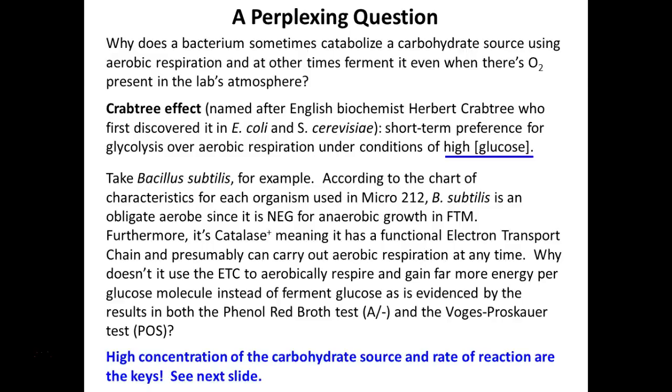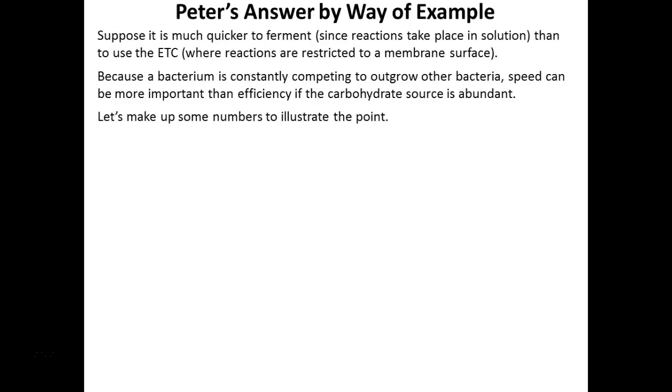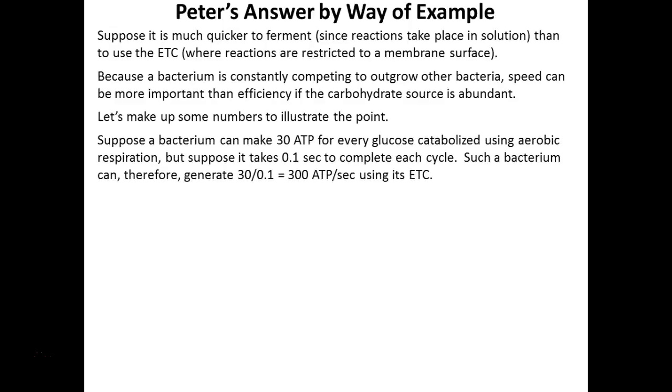Here, I want to get to the numbers because this really helps. So Peter's the numbers guy, so he put all the numbers together. Suppose you can make 30 ATP for every glucose you metabolize aerobically, but it takes you a tenth of a second to complete each cycle. So, say per second you generate per glucose molecule 300 ATPs per second.